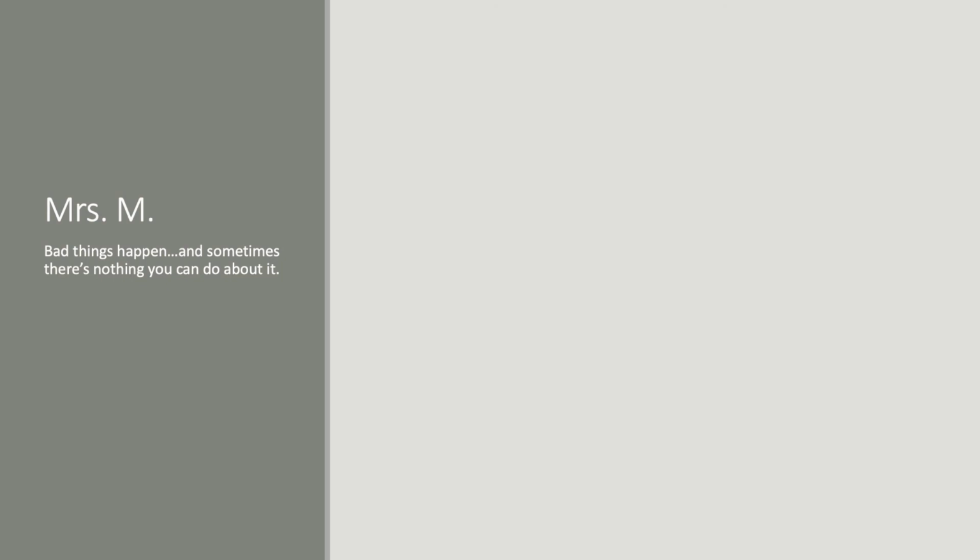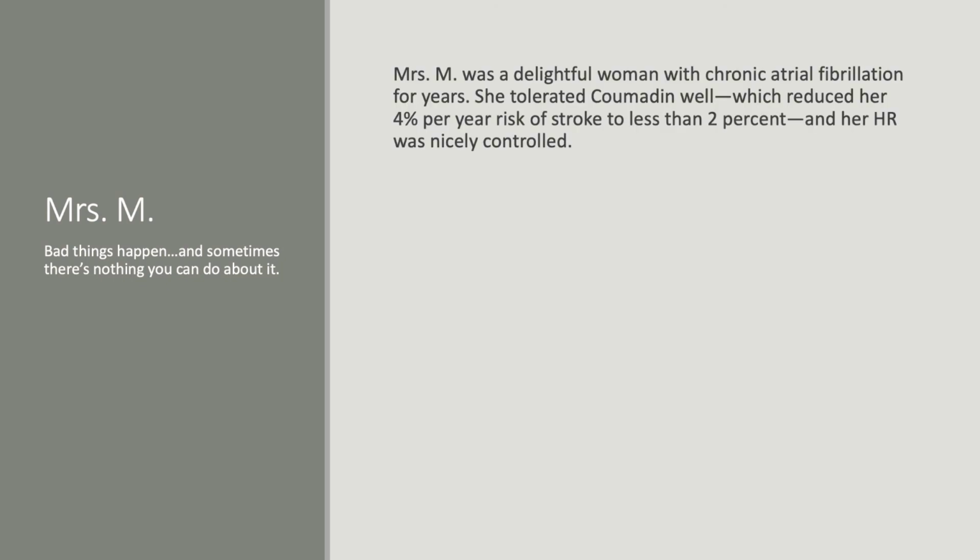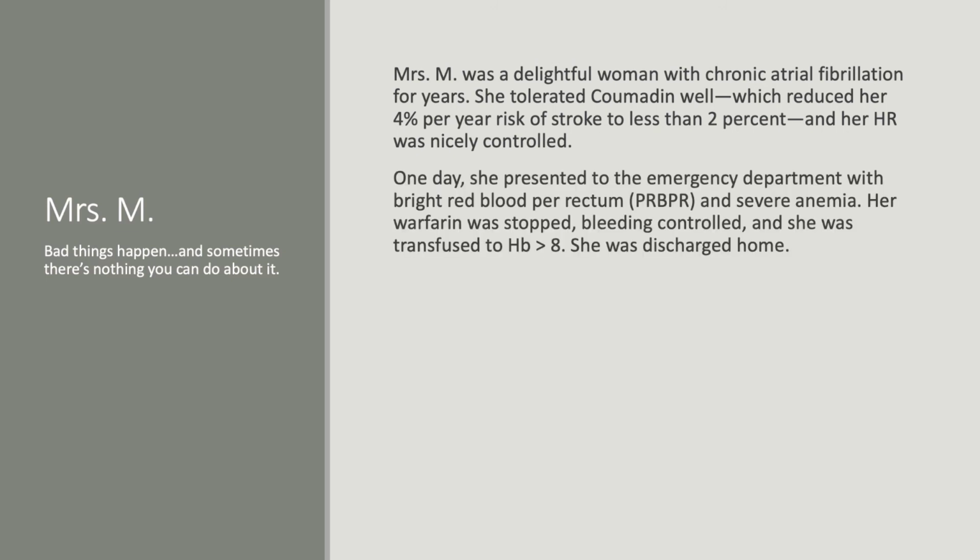Sometimes bad things happen though. So this is a patient who I took care of years ago. She was just lovely, and she had AFib for many years, and she came in one day because she had GI bleeding and terrible anemia, and there was no choice. We just had to stop the Coumadin. We did that, and we transfused her, and we discharged her home and hoped for the best.